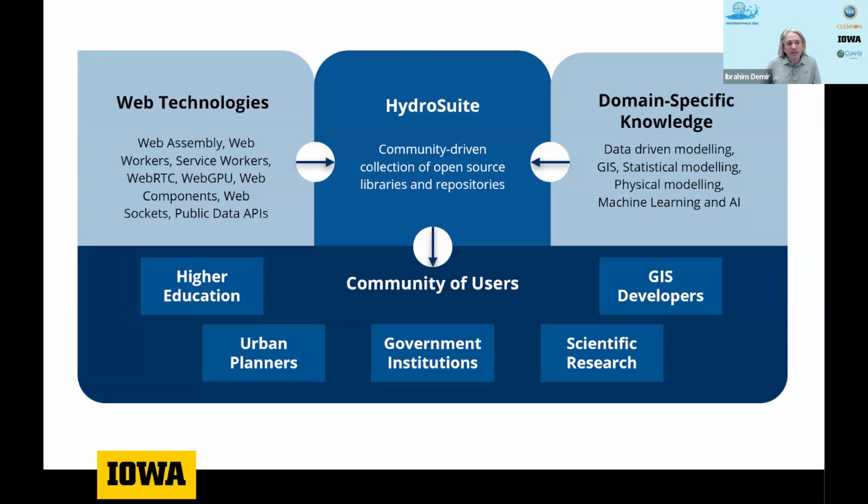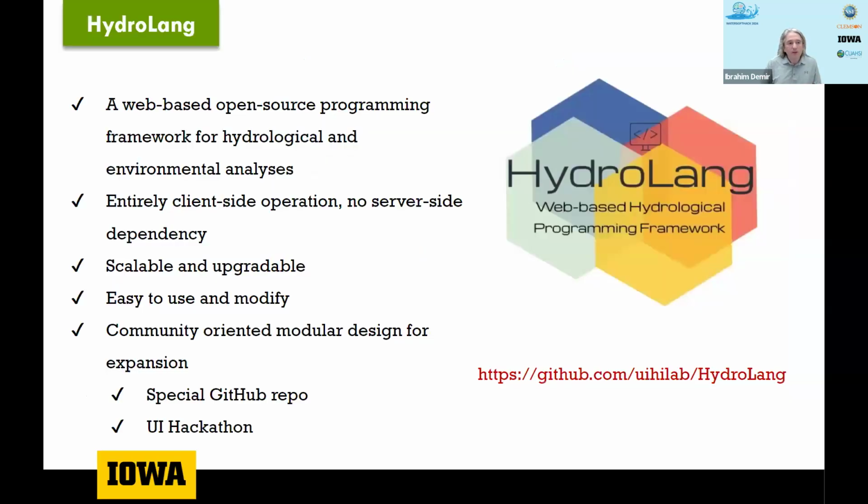The goal here is to create a community of researchers, users, and developers working together to bring their own expertise to the hydrological domain. So the first library we are going to provide training on this week is HydroLang. It's a hydrological programming framework. It's an open source library for hydrological and environmental analysis, entirely on the client side. You don't need to install anything. You can just download the library and start programming.